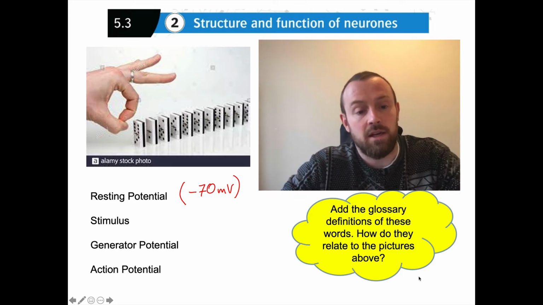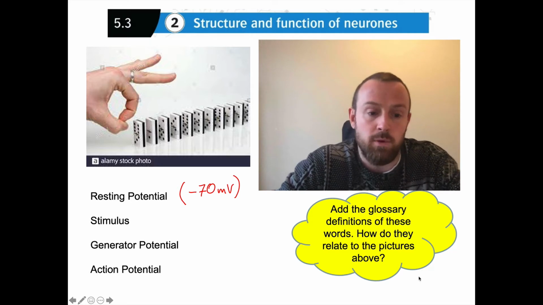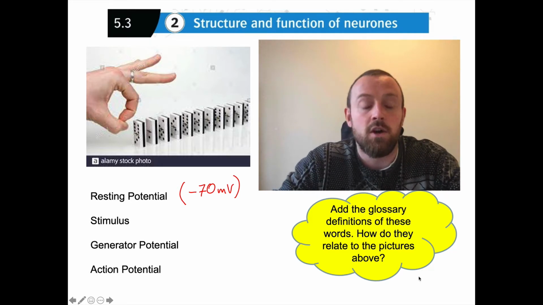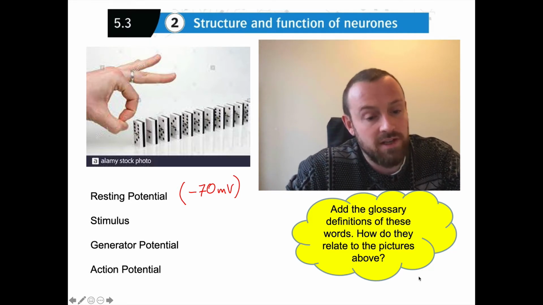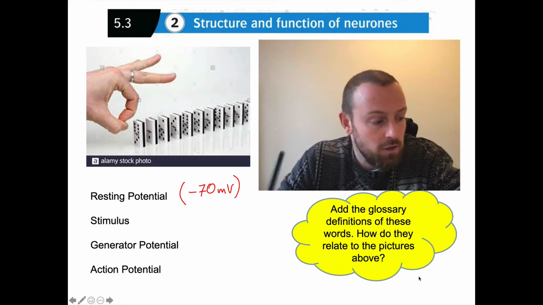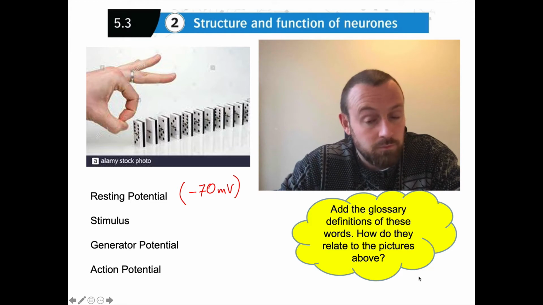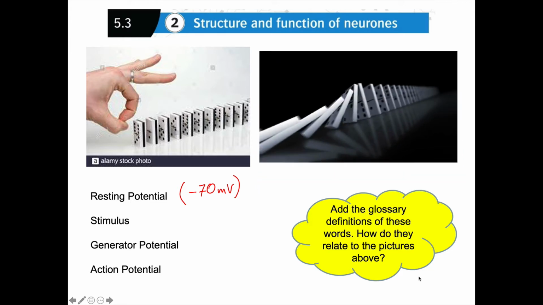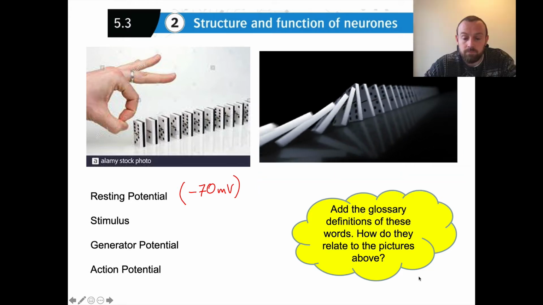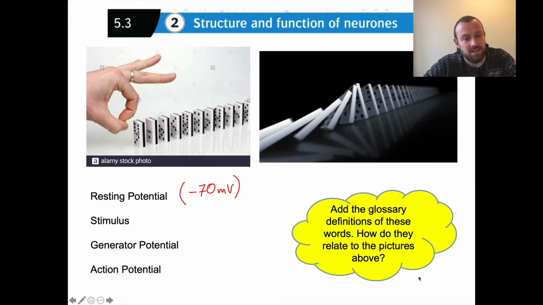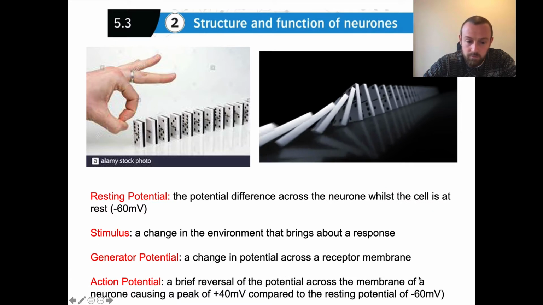So the first thing is I'd like you to look up in the glossary of your textbook these 4 definitions: resting potential, stimulus, generator potential, and action potential. Look those up in the glossary in the back of your A-level textbook and write them down. Pause the video whilst you do that. Now I also asked you to think about how they relate to these pictures above. So we can do that now.